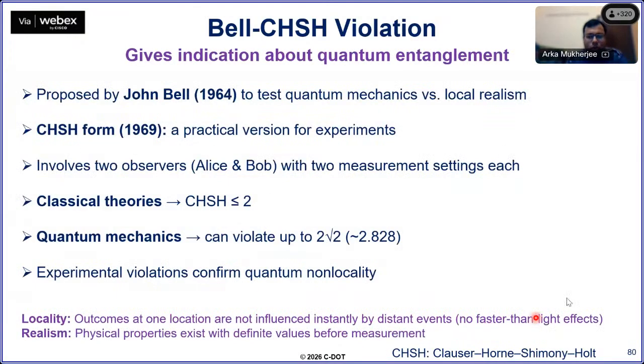So what is local realism? Locality means there are no faster than light effects, and reality means if you don't measure, the physical property still exists. But quantum mechanics violates this concept of local realism.